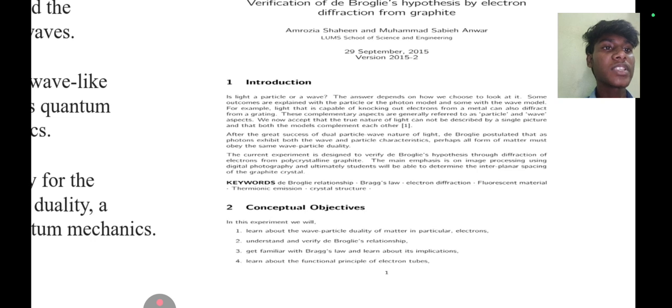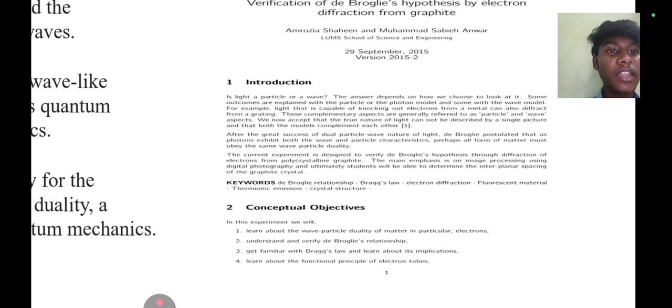The current experiment is designed to verify de Broglie's hypothesis by diffraction of electrons from polycrystalline graphite. The main emphasis is on image processing using digital photography, and ultimately students will be able to determine the interplanar spacing of the graphite crystal. Keywords: de Broglie's relation, Bragg's law, electron diffraction, fluorescent materials, thermionic emission, crystal structure.